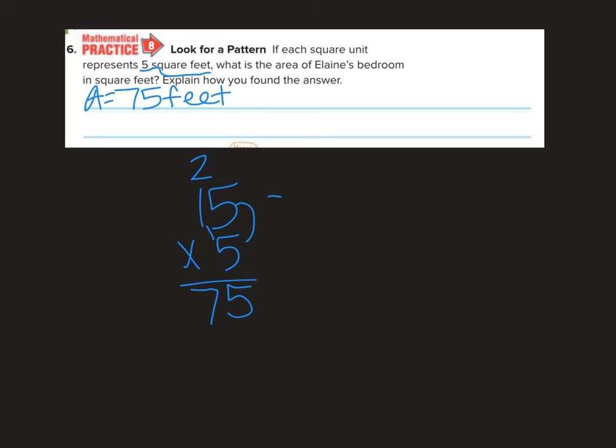Okay. If each square unit represents 5 square feet, what is the area of Elaine's bedroom in square feet? So you guys can see it, I can't, but we said it was 15 square units. So if each one represents 5 feet, I need to do 15 times 5 to figure out the area of her bedroom. 5 times 5 is 25. 5 times 1 is 5, plus 2 more is 7. So the area of Elaine's bedroom is 75 feet squared. Oh, sorry, they call it square feet. How did we find the answer? There's my work to prove how I found my answer.